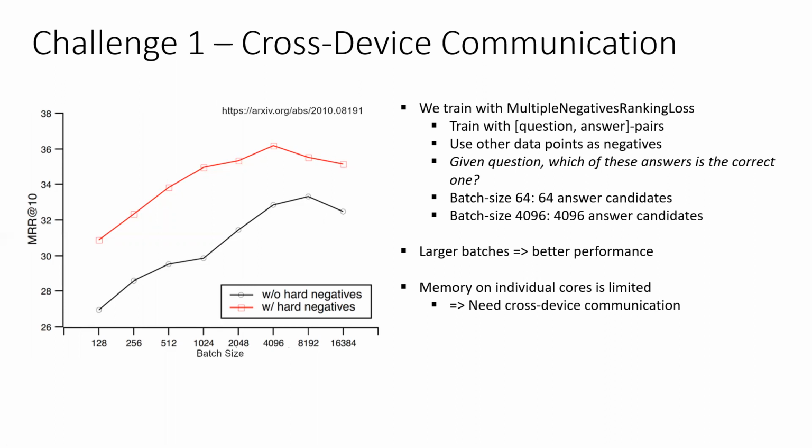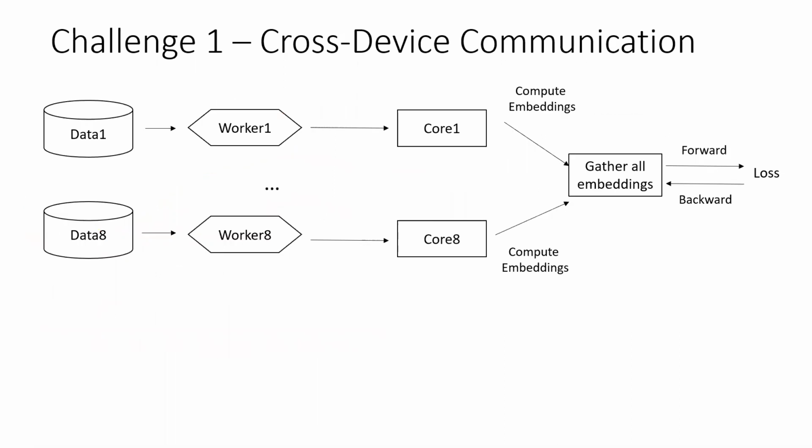However, the memory is limited on the individual cores. We have, I think, 16 gigabytes on a TPU per core. And it's not possible to run, for example, a batch size of 1K on a single core. So what we need instead is cross-device communication. How does cross-device communication look like? We have our different slices of the data. We send the data to the 8 individual processes. Every process is sending the data to one core, and the individual cores compute the embeddings.